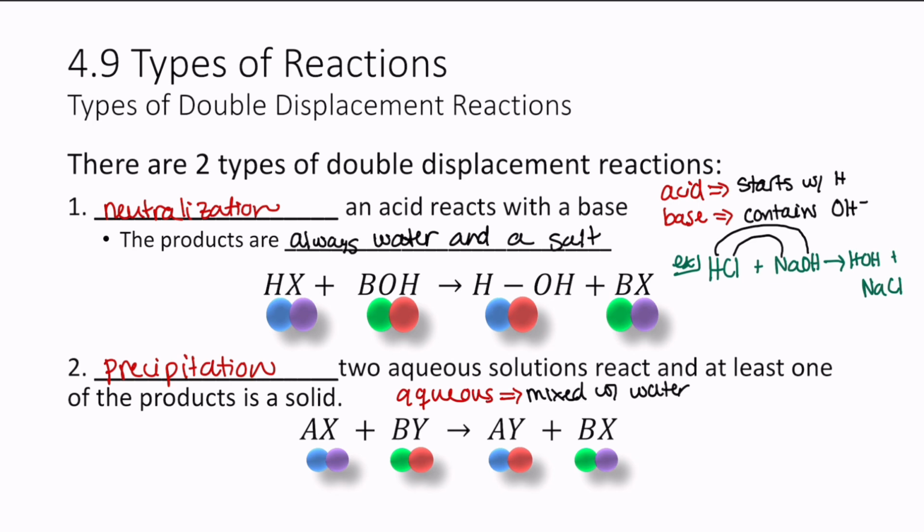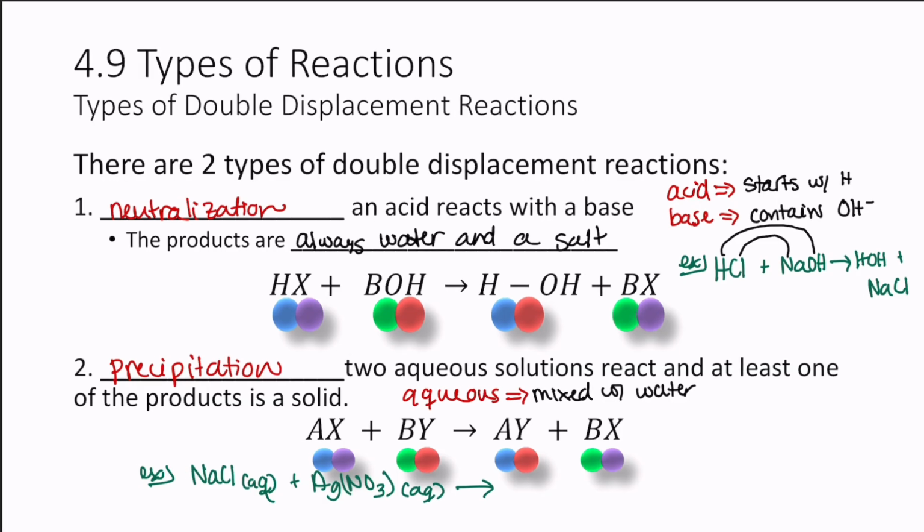So if we look at an example of this, we can look at sodium chloride, and it is mixed with water, so it is aqueous. And we can react that with silver nitrate, also mixed with water, so it is aqueous. This is going to follow the same double displacement pattern.